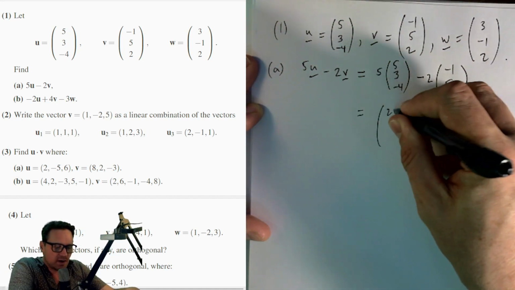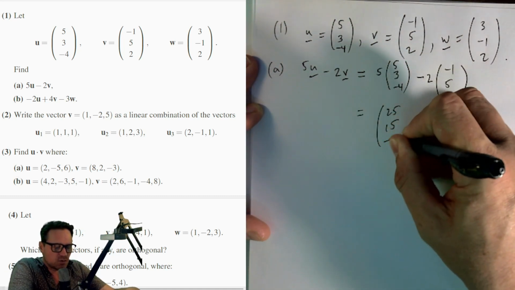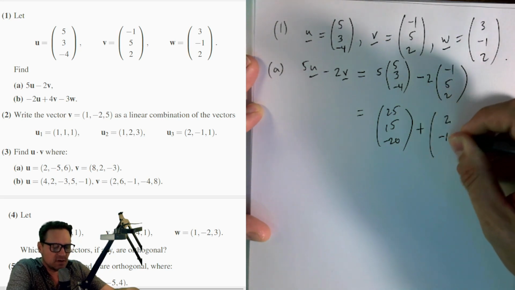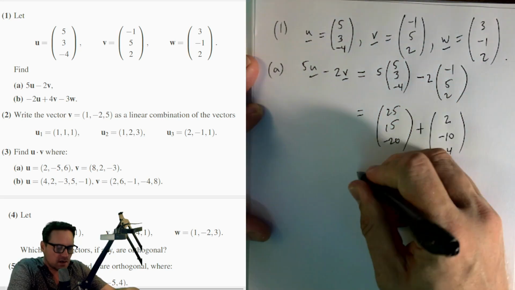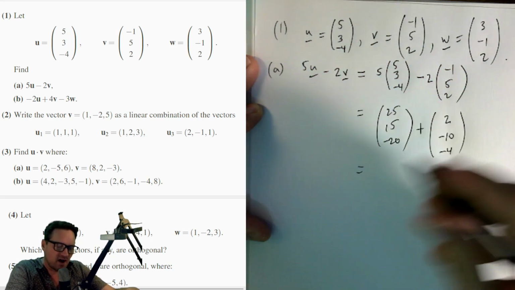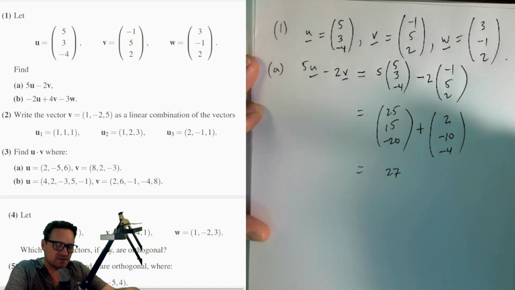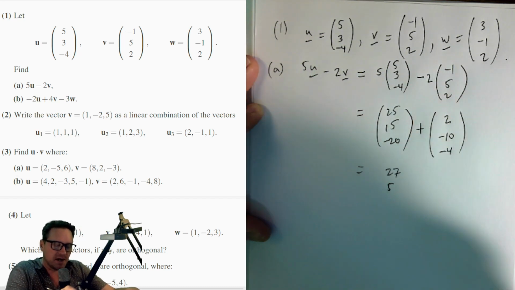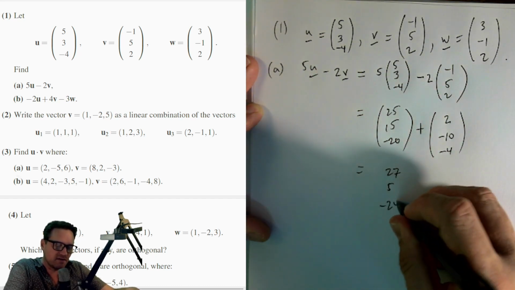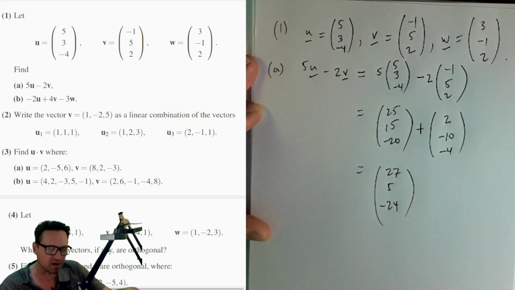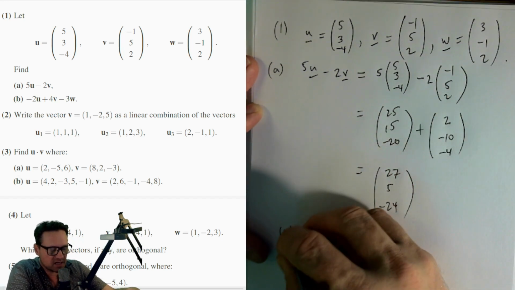So we have (25, 15, -20) plus (2, -10, -4). And so this gives us 25 plus 2 is 27, 15 minus 10 is 5, -20 minus 4 is -24. Okay, and so we're done with part A there. Now let's move on to part B.